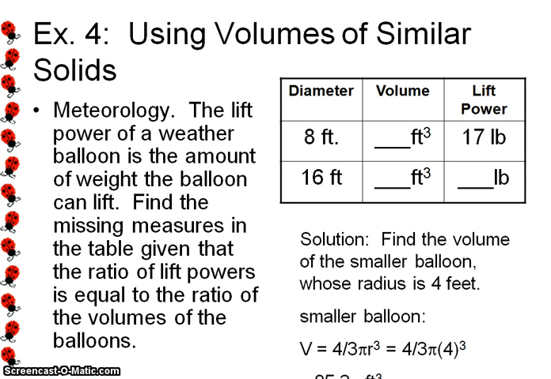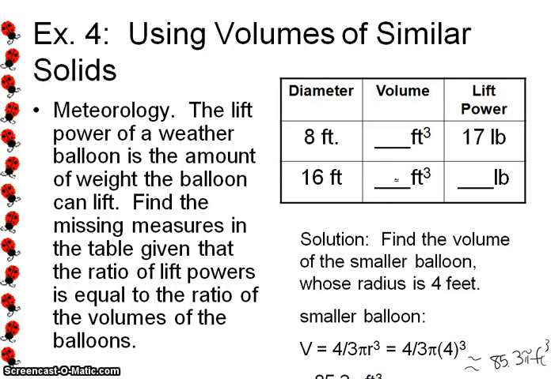All right. Now, I think you're going to have trouble seeing this. I'm going to write this right here. I think it's cut off for you, but let me show you this. Okay, in meteorology, the lift power of a weather balloon is the amount of weight the balloon can lift. I'm going to find the missing measures in the table, given that the ratio of lift powers, this lift power to this lift power, is equal to the ratio of the volumes of the balloons.